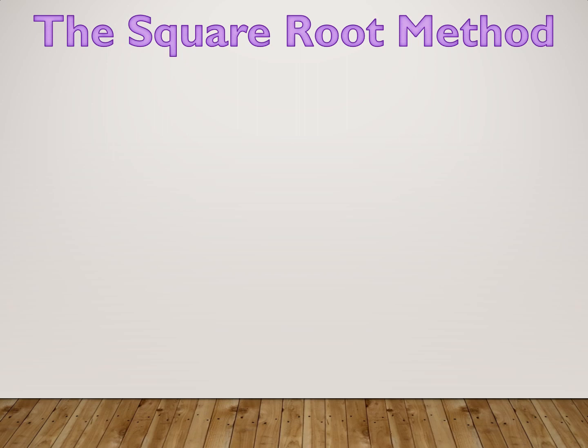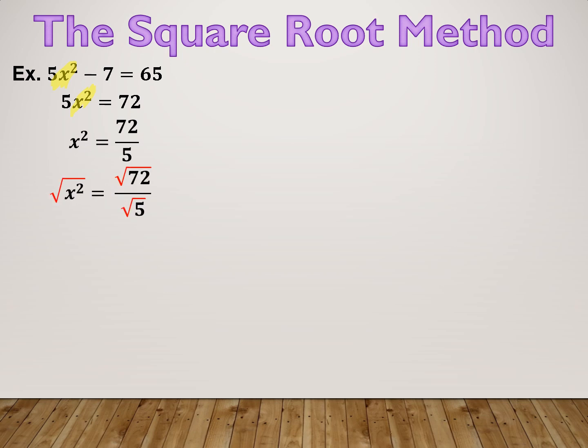Okay, 2 more examples and then we're done with the square root method. So the first example is 5x squared minus 7 equals 65. So my quest is still to get the x squared term by itself. So I'm going to add 7 to both sides. Still looking to get x squared by itself, so I have to divide both sides by 5. Well, to undo the square, I have to take the square root of both sides.